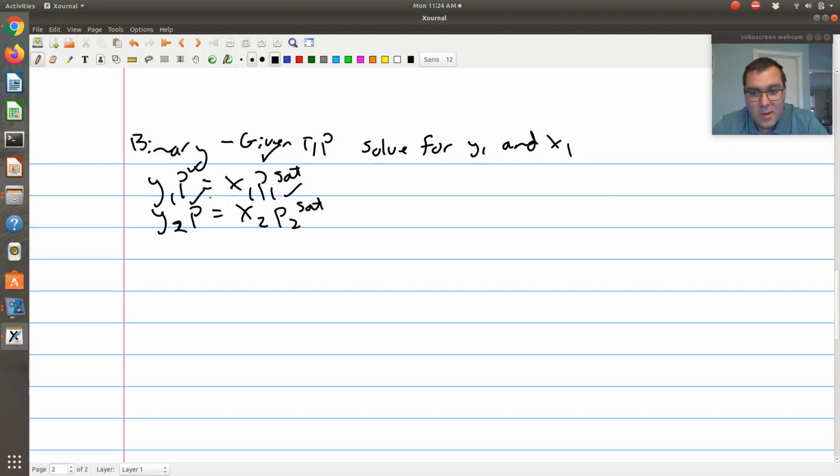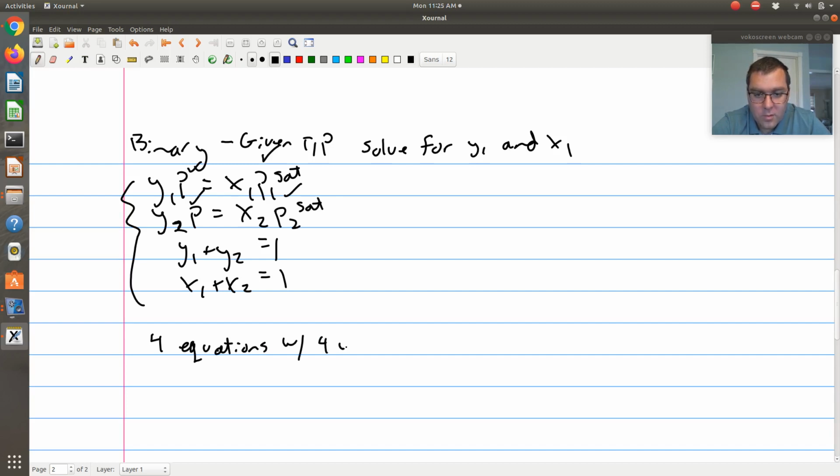What we've kind of been skipping so far, or doing on the fly, is that this is solvable because I have constraint equations: y1 plus y2 is equal to 1 and x1 plus x2 is equal to 1. My mole fractions have to sum to 1. When I write down my two constraint equations, now I have four equations with four unknowns.